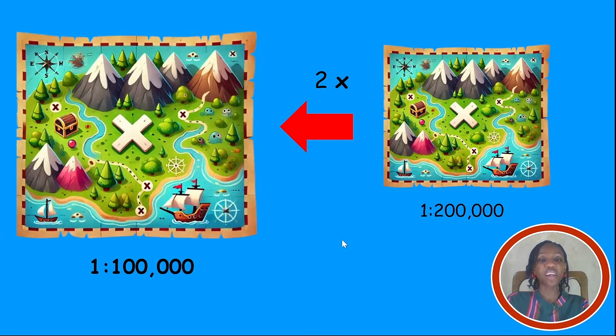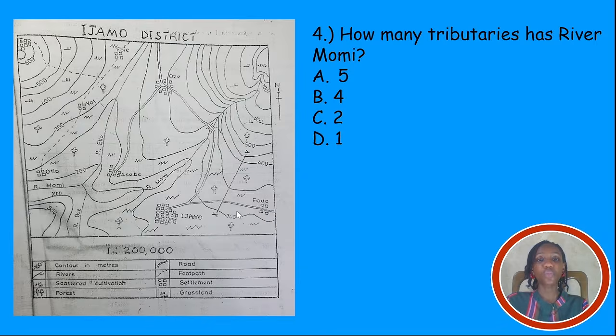So this is what I meant when I said that increasing the map size is going to lead to a decrease in its scale, because we enlarged the map to twice its original size, but the scale moved from 1 ratio 200,000 to 1 ratio 100,000. But if you actually pay attention to the values, you see that 1 over 100,000 is actually larger than 1 ratio 200,000. You can put it on a calculator to confirm. But I just meant a decrease in the value from 200,000 to 100,000. So now let's move on to the next question.